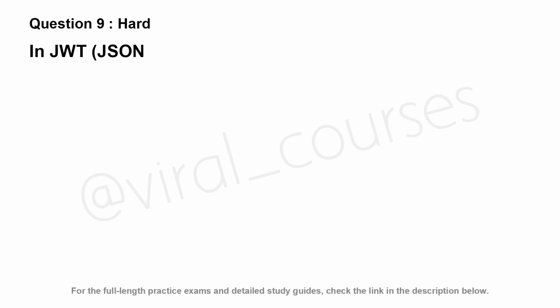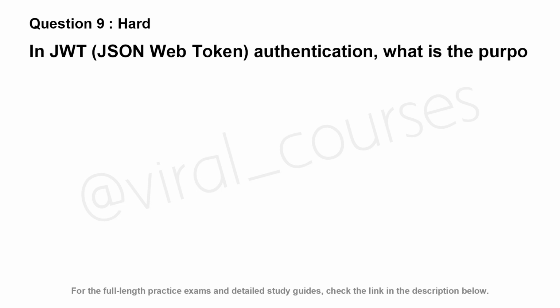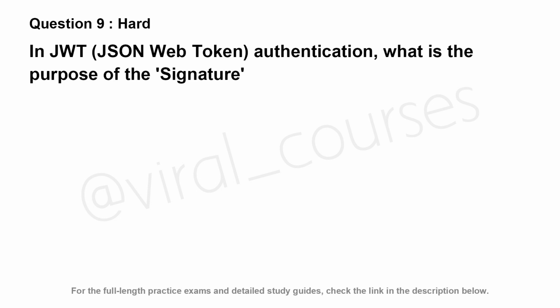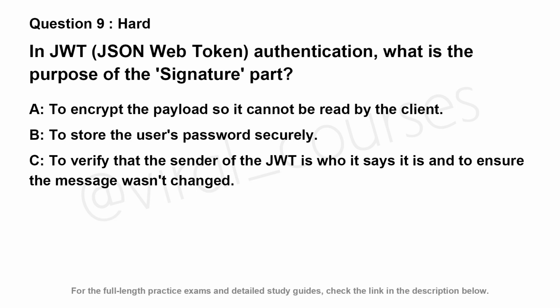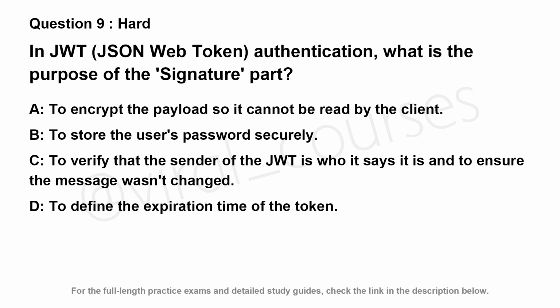In JWT, JSON Web Token, authentication, what is the purpose of the signature part? Option A. To encrypt the payload so it cannot be read by the client. Option B. To store the user's password securely. Option C. To verify that the sender of the JWT is who it says it is and to ensure the message wasn't changed. Option D. To define the expiration time of the token.